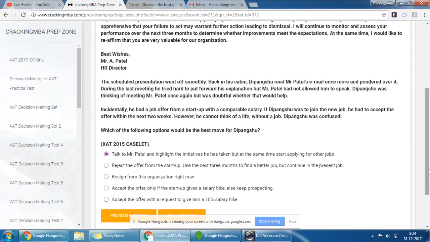What if he's okay with going to the next job even with a comparable salary hike? I mean, comparable salary, I don't know. So that's why, okay, guys, let's go with option E. Let's move on.